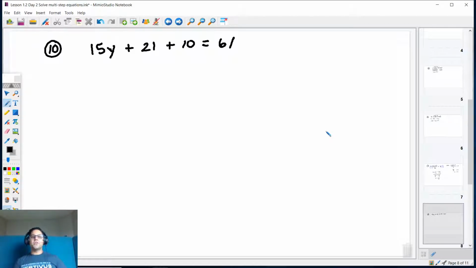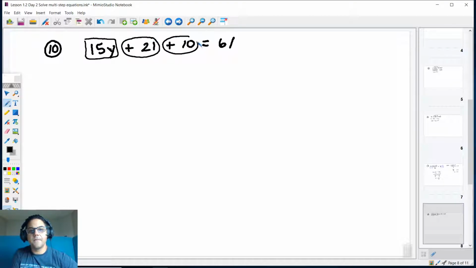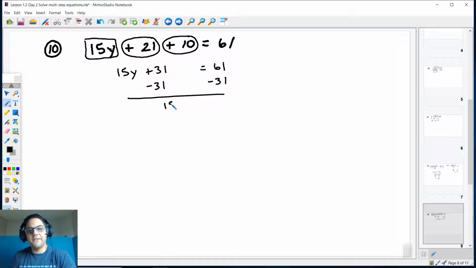All right, on this one right here, we're just going to go ahead and practice our combining like terms. So if you notice, 15y is all by itself, but my positive 21 and my positive 10 are good to go. So my new problem is 15y plus 31 is equal to 61. So again, we simplified it to a nice two-step equation, and that's our whole goal. Because if we can get it to a two-step, we should be able to solve it. So I've got 15y is equal to 30, and then just divide.